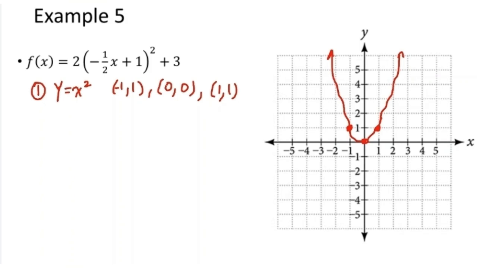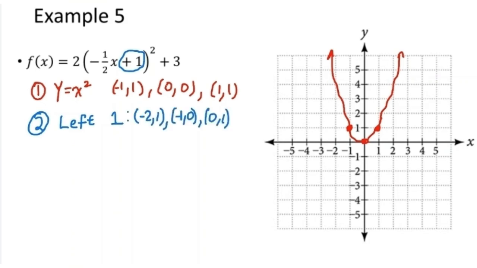When we're doing the horizontal transformations, we want to think about reversing the order of operations. The last operation I would perform is addition by 1, which means the first transformation that I should perform is the one indicated by the addition of 1. The +1 tells us we're going to shift left 1 unit, which means we're going to subtract 1 from each of our x components, and we get the points -2, 1, -1, 0, and 0, 1. Just like before, we're going to plot our points, but when we connect them, we're going to connect them with a parabola since we're still transforming the x squared graph. And there's our graph in blue of what we would get after shifting left 1 unit.